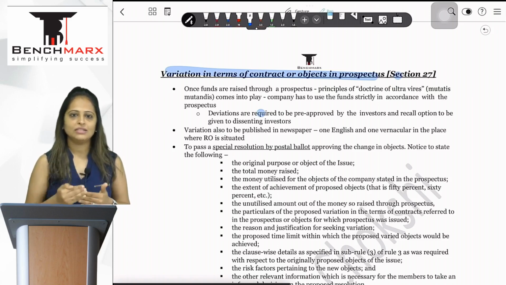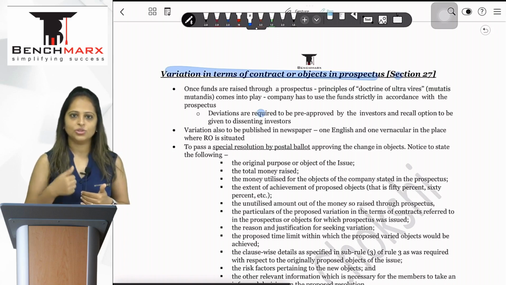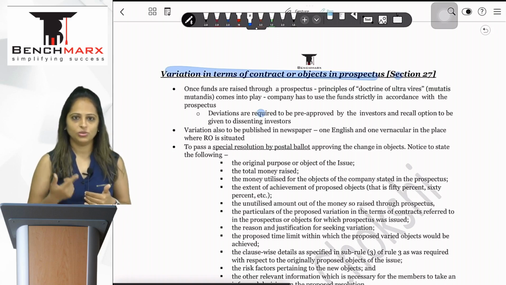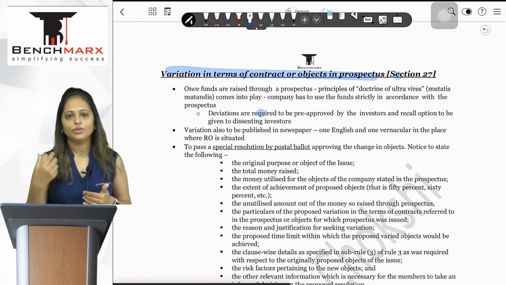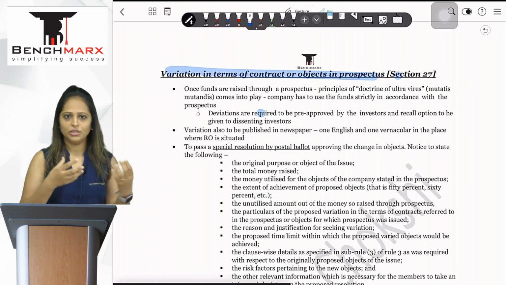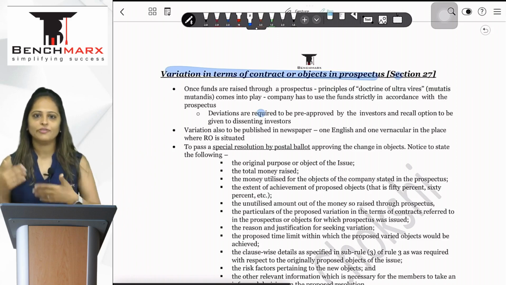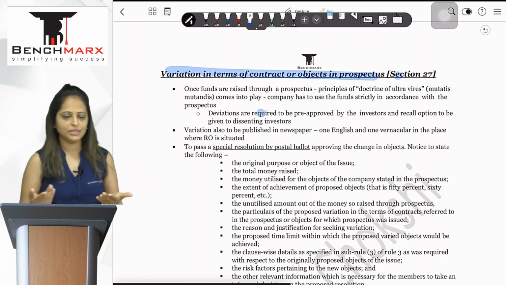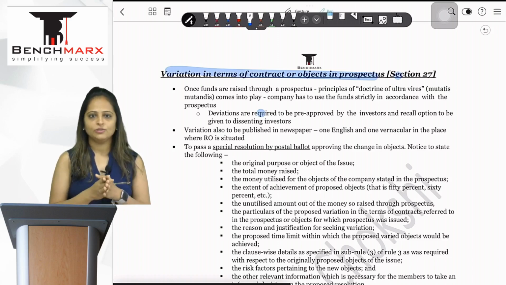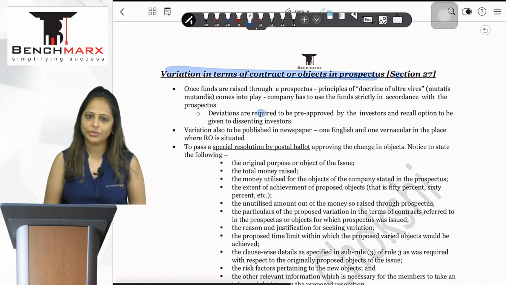So if you're changing the objects for which you have raised money from the public at large, first thing you need is a special resolution. You need to take approval from the shareholders, 75% approval, and you have to tell them how much money you have taken, how much money you've used, why you are changing, what is the new business you are going into, what are the risk factors involved if you go into that particular business, all of those details, and you have to take an approval. But of course, there are not going to be all shareholders who are going to agree to that.